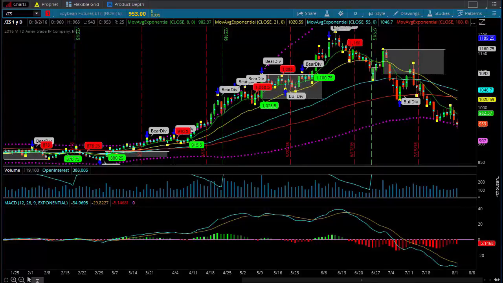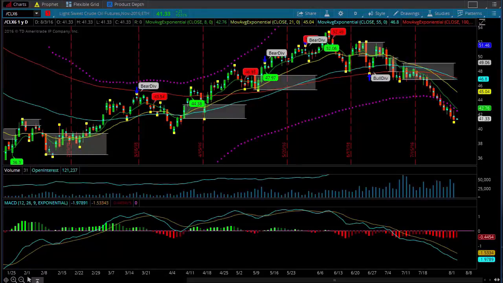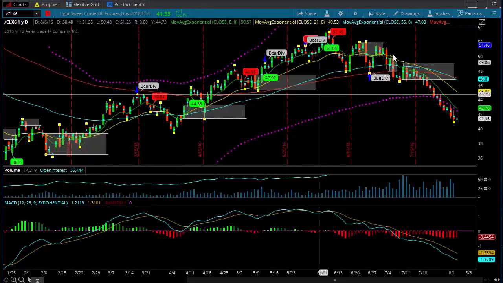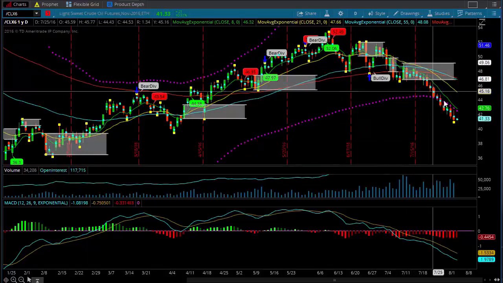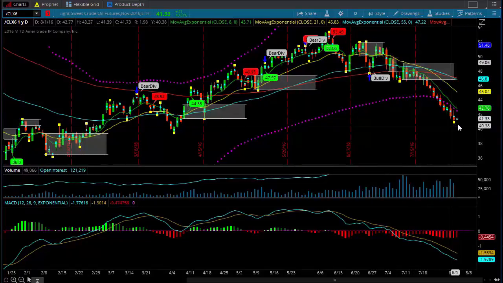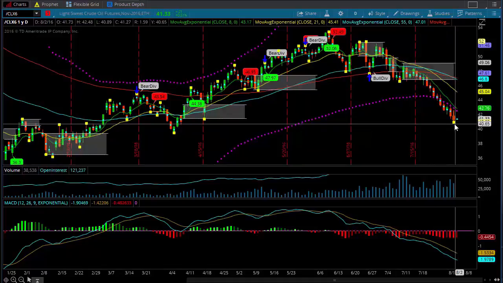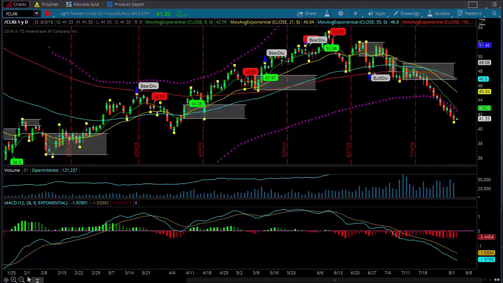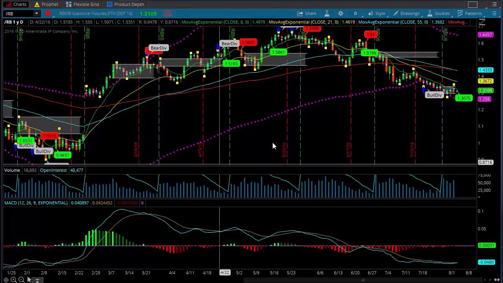Crude, big sell-off in here. Take a look at the November crude, and you can see this sell-off here on a daily chart, what we've been doing. It's just been really weak. So enjoy your cheap gas prices, but also don't forget there is a bottom in here somewhere.